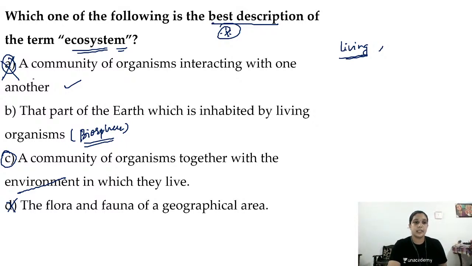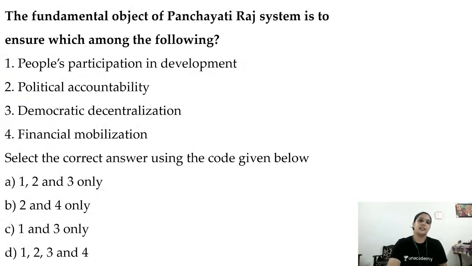I'm telling you why I'm eliminating the options. If you are eliminating an option, you should know why you are eliminating it. You should not be like, I don't feel this as an answer. No. You should eliminate an option because you have a reason behind it. That reason should be valuable and it should be fact based. Clear? Yes. The fundamental object of the Panchayati Raj system is to ensure people's participation in development.